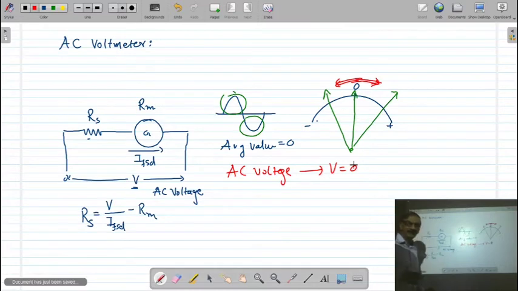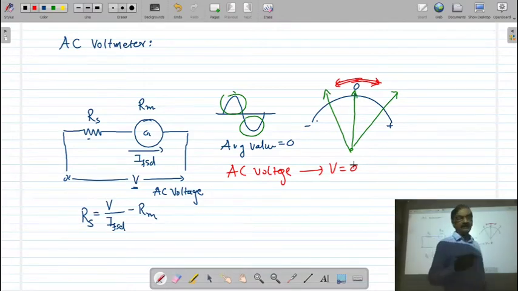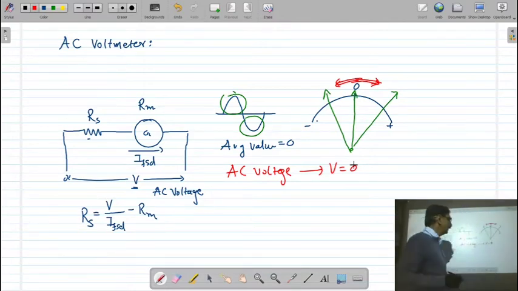Different types of rectifiers are there: half-wave rectifier, full-wave rectifier, bridge rectifier. Now let us see, if we use the half-wave rectifier, then what would be the measurement of the voltage on the scale.